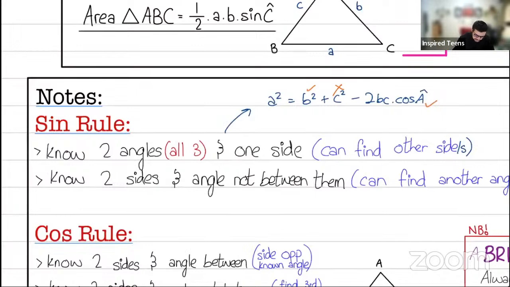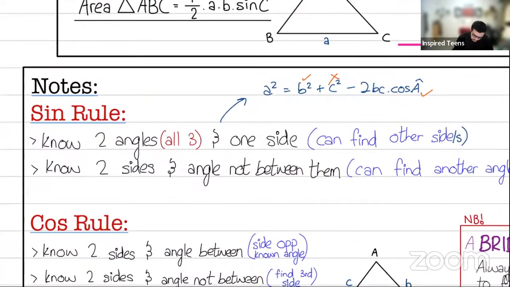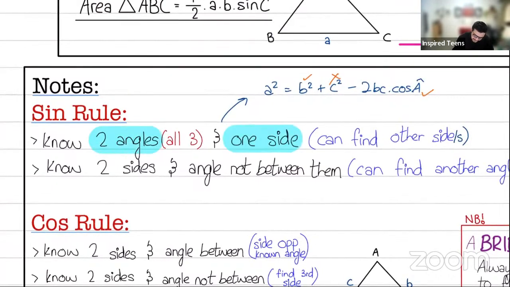So this says here, if you know two angles and one side, you can try and find the other side slash sides. The reason I say side slash sides is because you're most likely only going to be solving for one side. But if you need to, you can solve for the other sides as well. So in this case, you know two angles and one side. Why it wouldn't be cos rule is because to solve with cos rule, you'd need to know at least two sides. So two angles and one side doesn't really help with cos rule, so you could use sine rule there.